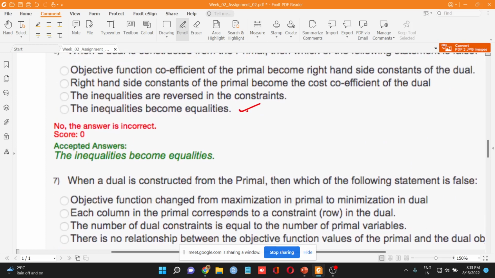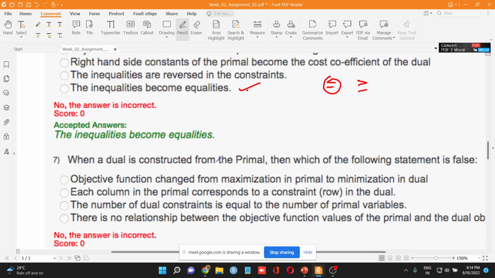Ma'am, can you explain the third option? Inequalities are reversed in the constraints, ma'am. That means if the constraints of the primal problem are less than or equal to, then in the dual it becomes greater than or equal to, right? Yes, okay. So the constraint inequalities are reversed.